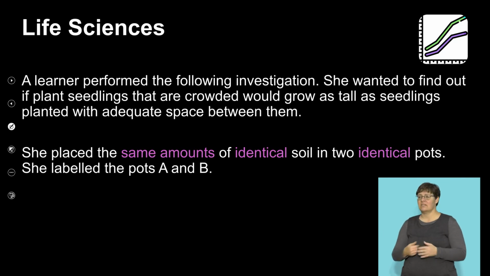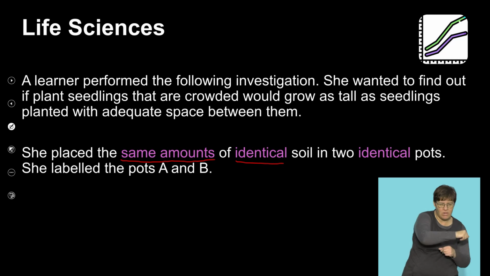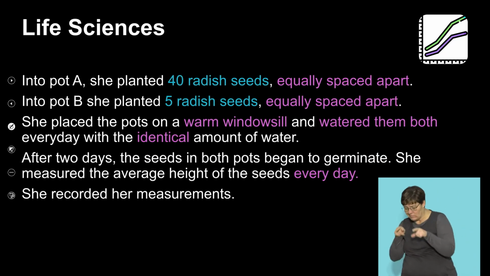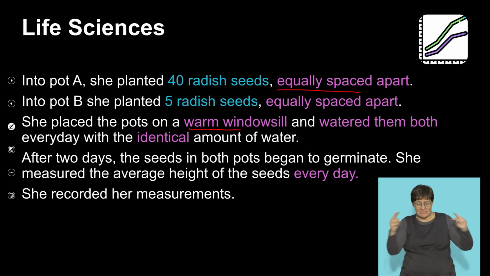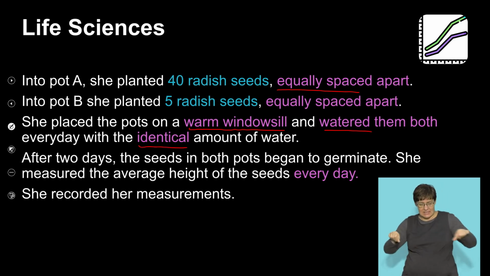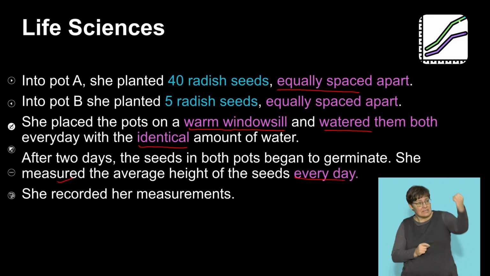When we're talking about validity, we look at our question. It said that she placed the same amounts, identical soil, in 2 identical pots. She planted the seeds equally spaced apart. She put all the pots, or both pots, on the warm windowsill. She watered them both identical amounts of water. And she measured the heights every day.